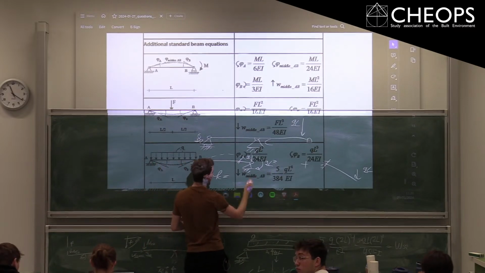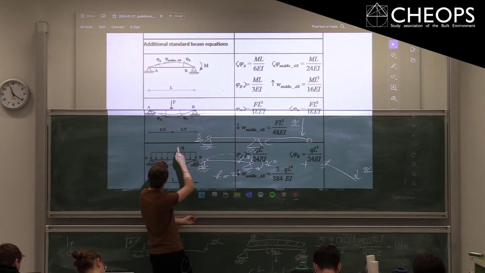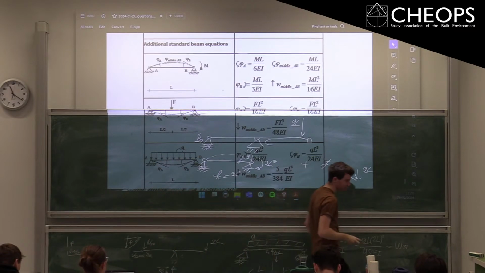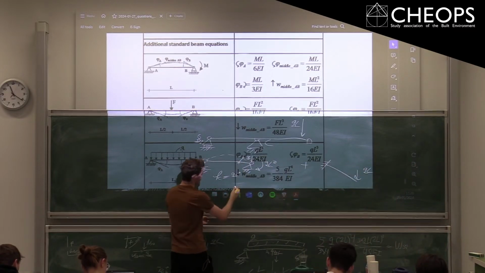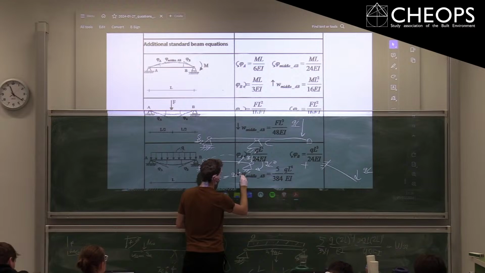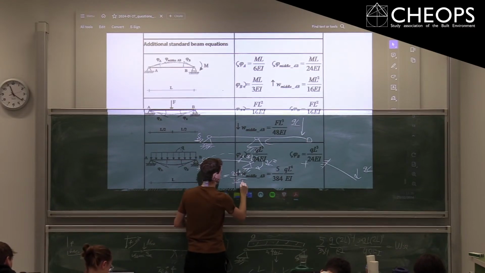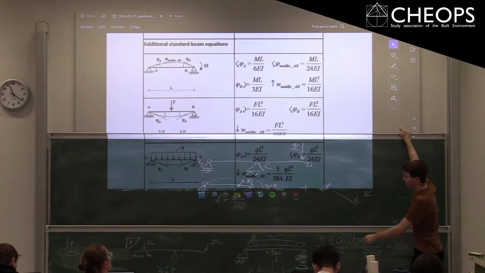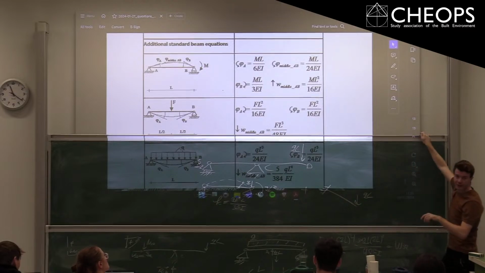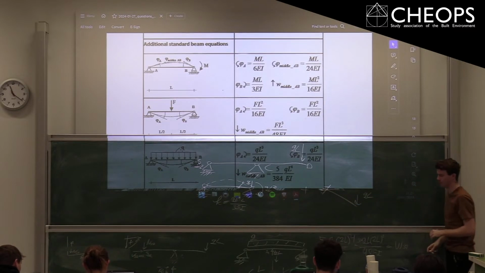So m is QL squared. L is simply L in this case, right? Yep. QL squared times L, so that's that contribution, and then over 3EI. That's the rotation over here. We don't need to do anything extra on that side, but that's the angle that this beam is making as well.